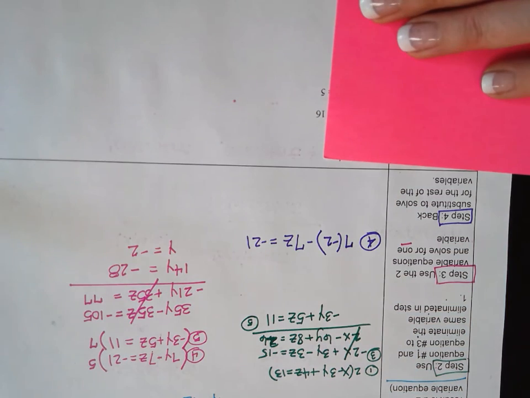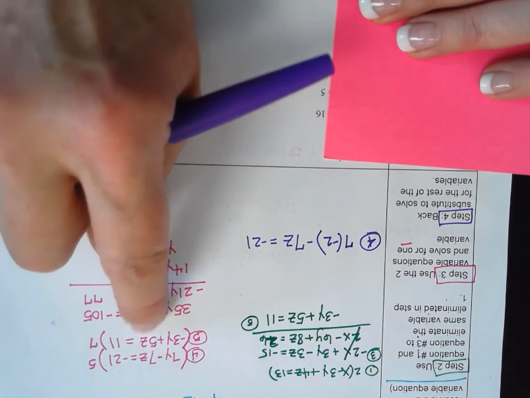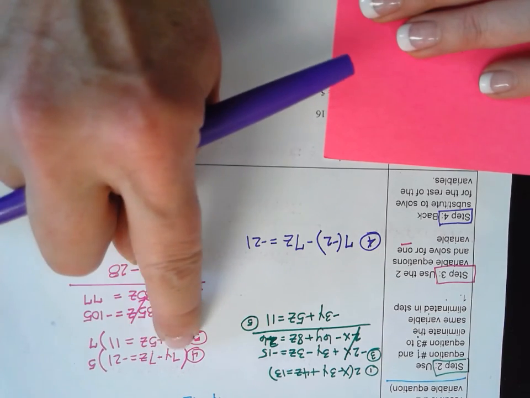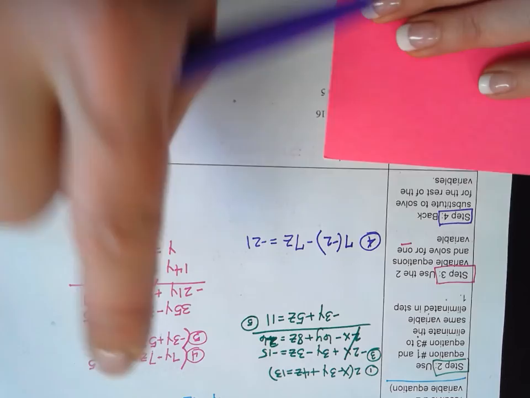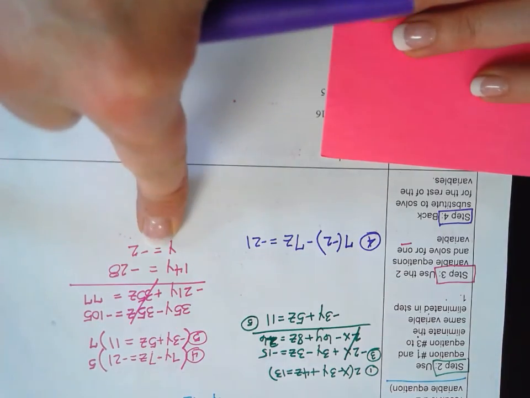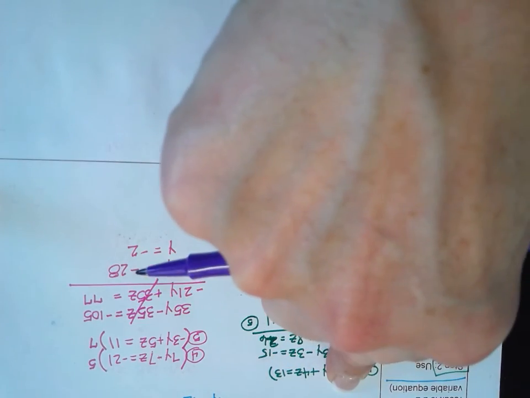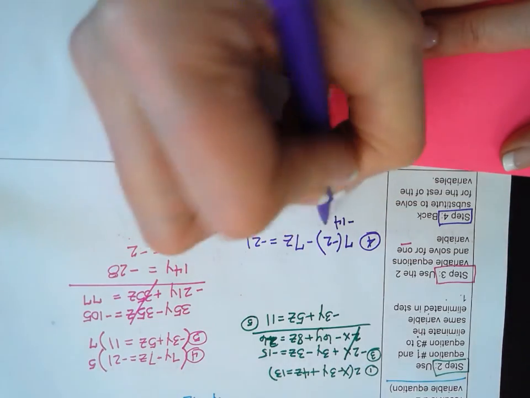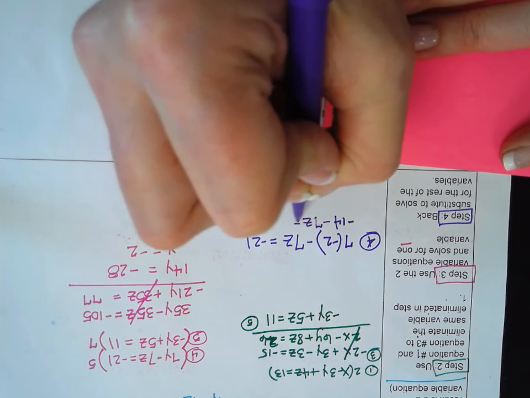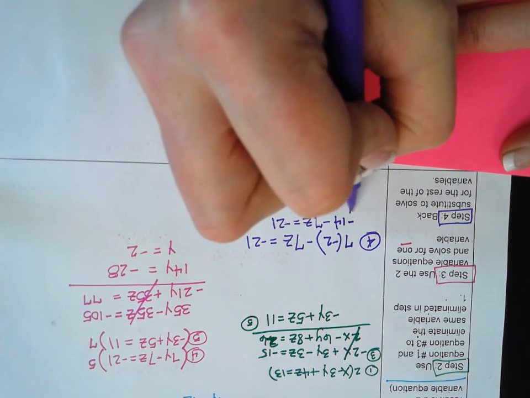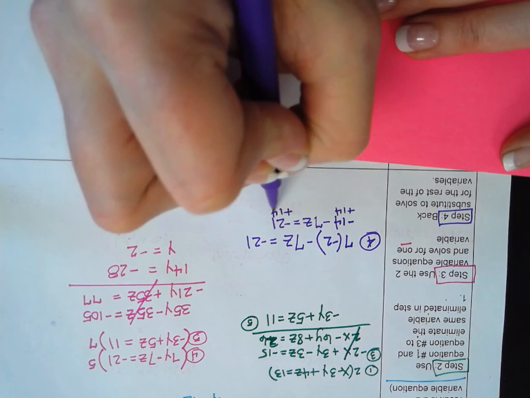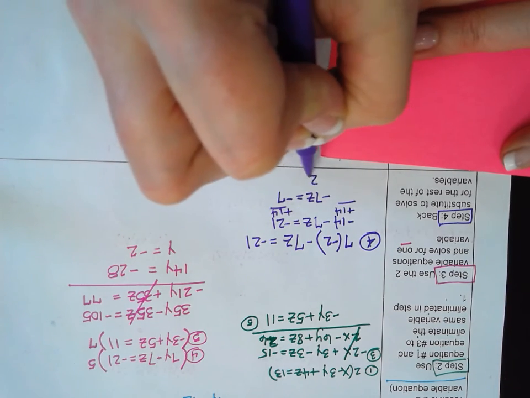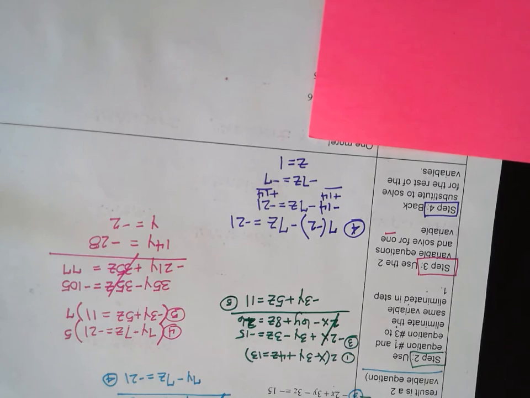Can you use any equations? You're going to want to use 4 or 5, just because you only have two variables there. But then once we know those two, we're going to put it into 1, 2, or 3, and it's not going to matter. So negative 14 minus 7z equals negative 21. And so negative 7z equals negative 7, so z is equal to 1.